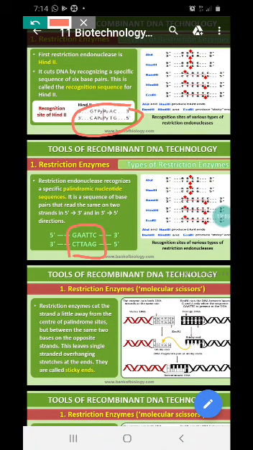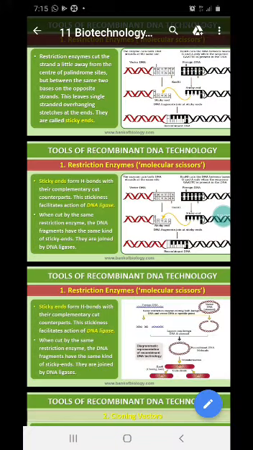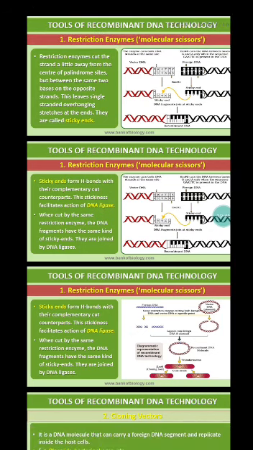And see, I told you about the sticky ends. These are the sticky ends, right? Restriction enzymes cut the strand a little away from the center, not exactly in the center into two pieces. They cut the strand a little away from the center of the palindromic site, between the same two bases on the opposite strands. This leaves single-stranded overhanging stretches at the ends. They are called the sticky ends.